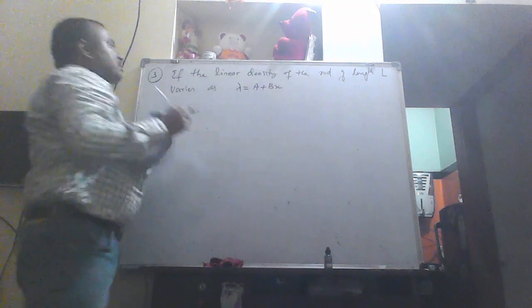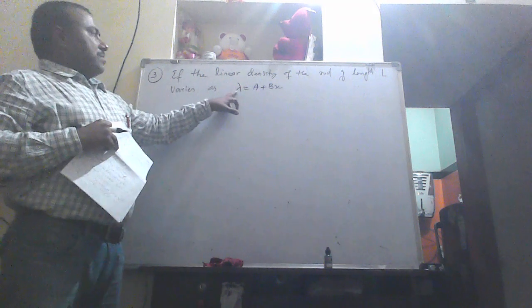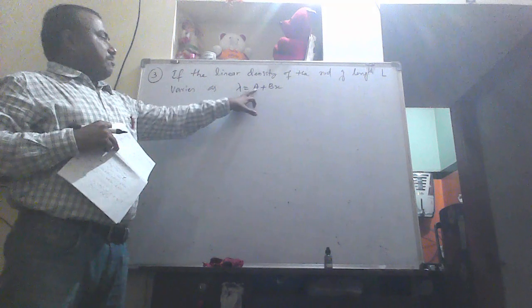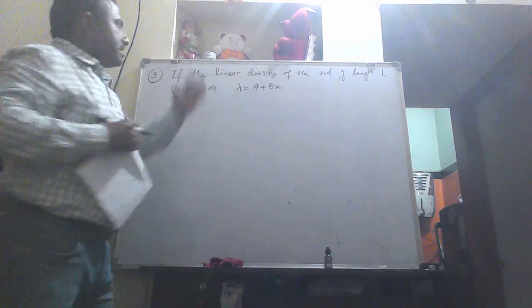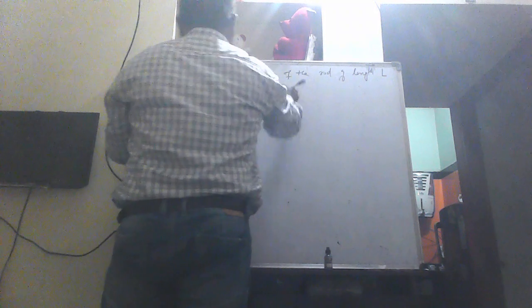It means the linear density is not constant. The variation of mass is not constant; it is A plus Bx, where x is the position. When x changes, lambda also changes. Then compute its center of mass.